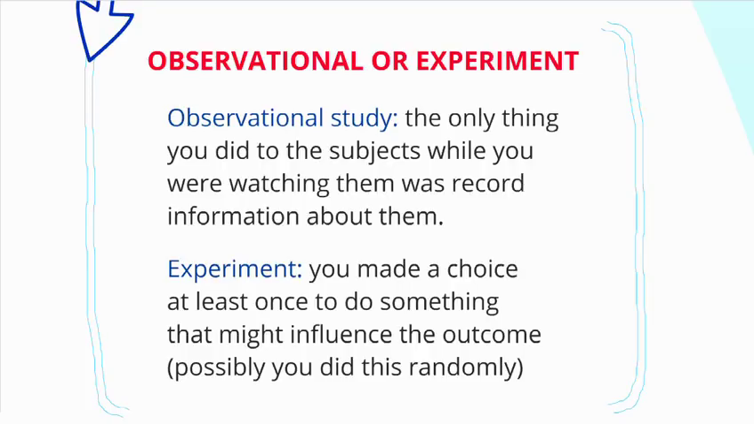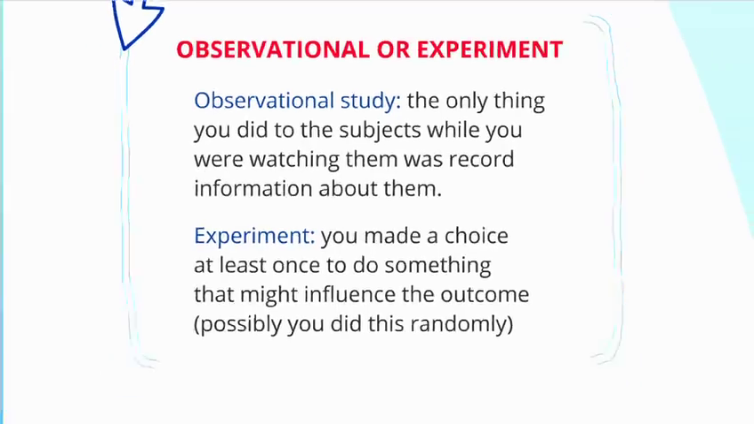In an experiment, you make a choice at least once to do something that might influence the outcome. You might make that choice randomly. That's okay. As long as you had some influence on what happened to them, then it's an experiment. It may be that all you did was put them in group A and group B, and you didn't do anything else. Technically, it's still an experiment because you did something that might influence the outcome. Because that could be a whole psychological thing where you told one group that you were doing something and you told the other group that you weren't, and then you saw what happened then. And you didn't do anything to any of them. So, you know, that's a great psychology experiment.